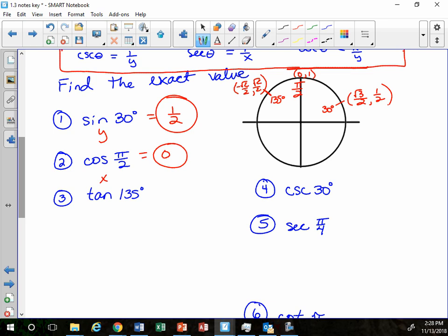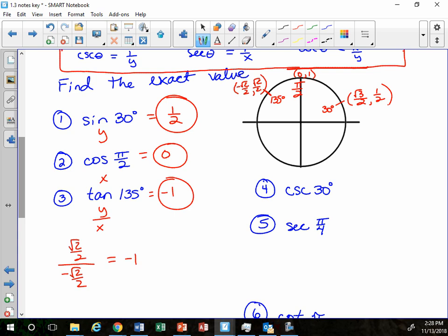Okay, tangent is y over x. So root 2 over 2 over negative root 2 over 2. Do you guys see that's just negative 1? You're dividing something by itself, but there's a negative. If you don't see it, you can do the whole flipping and multiply and everything cancels out, which leaves you with 1. So it's just negative 1.